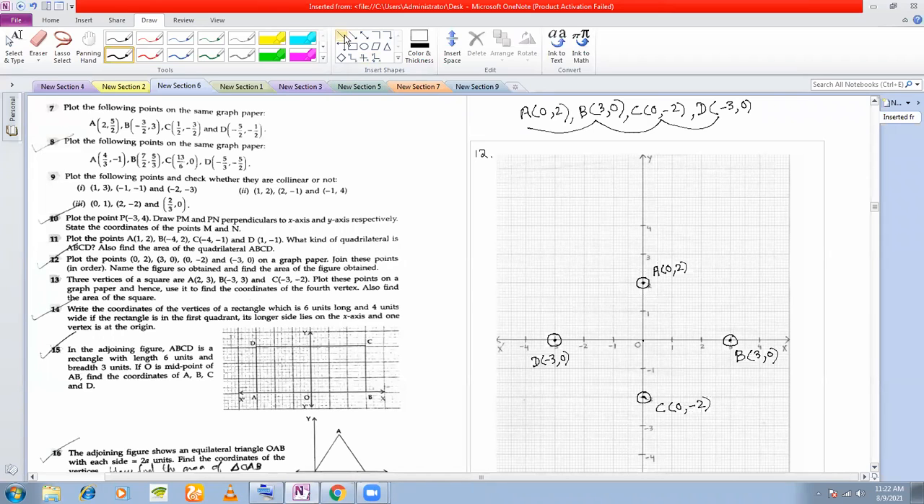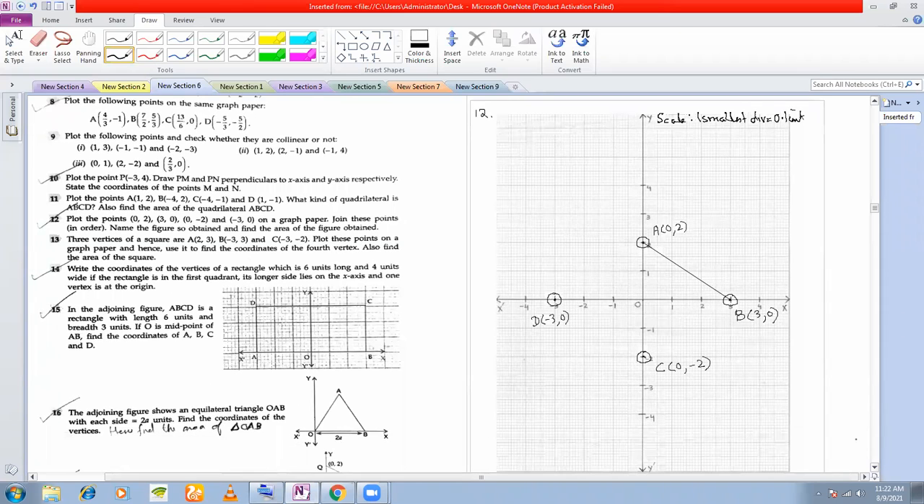Okay, let's join the points. First join A to B. With the help of a straight line, with a pencil and a scale, you join A to B. And obviously, I forgot to write the scale. You write the scale here. 1 smallest division is equal to 0.1 unit. And obviously, I'm using the bigger scale here because I can accommodate all the points in this, right? That is why I've not used the other scale.